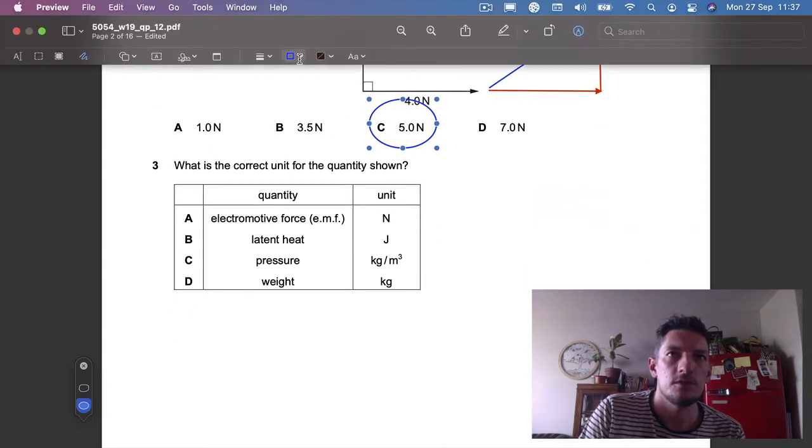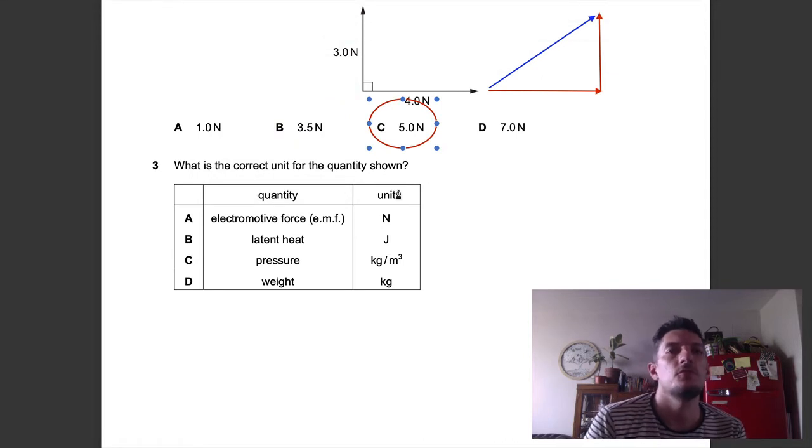Next question, let's see here. What's the correct unit for the quantity shown? So I'm just going to go through them. Electromotive force, unit newtons. Latent heat, unit joules. Pressure, kilogram per meter cubed. And weight, kilogram. The correct answer is B.